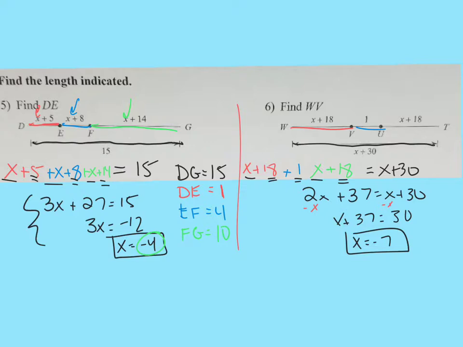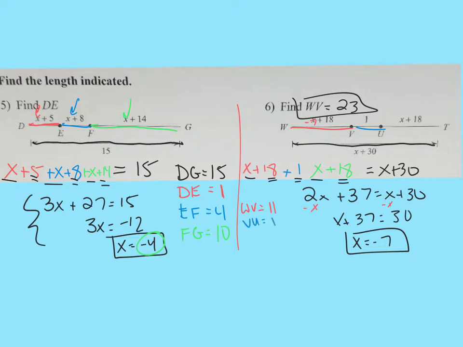So the entire piece, WV, so WV is the black piece. I'm going to put negative 7 plus 30, which is going to be 23. Now I'm going to find all the other pieces just to check. So WV, I put negative 7 in for 18, so I get WV equals 11.